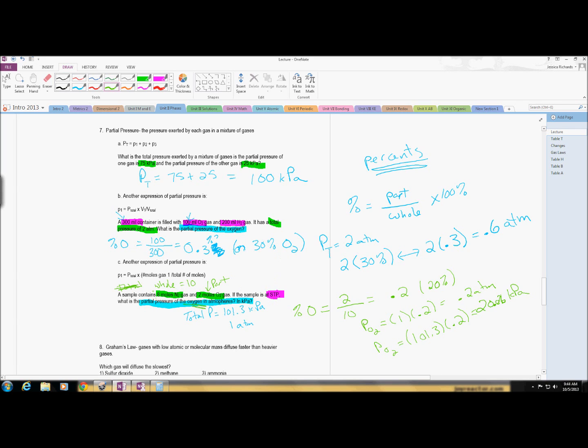If most of the mixture is nitrogen, most of the pressure should come from nitrogen. So I should have a number that's pretty low for the oxygen. It is a relatively low portion, so I probably did my math correctly.